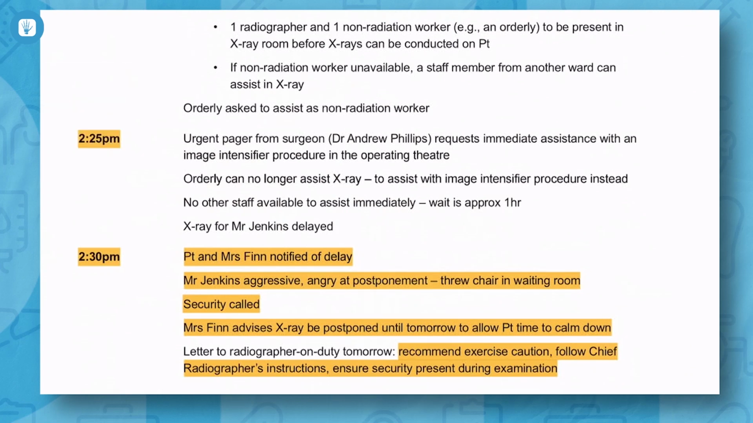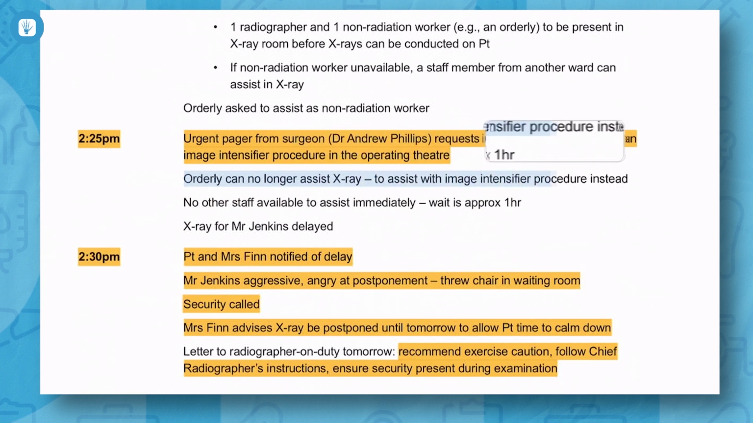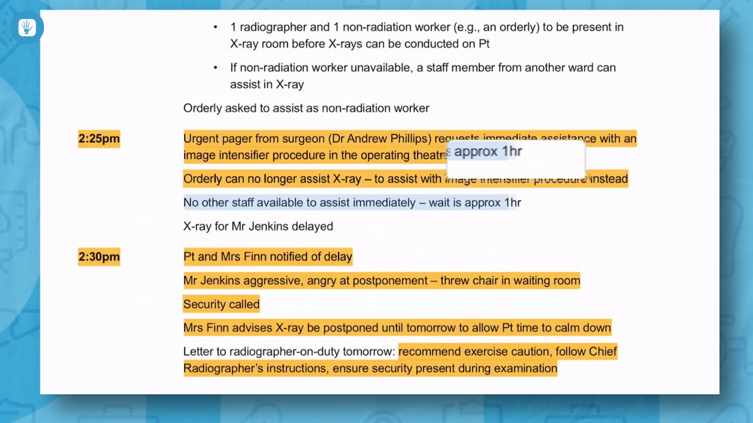Before this, at 2:25, the reason for the delay to Mr. Jenkins's X-ray is provided. Assistance is required in the operating theatre, so the orderly can't assist with the procedure. No other staff are available to assist, so it will need to be delayed by an hour.